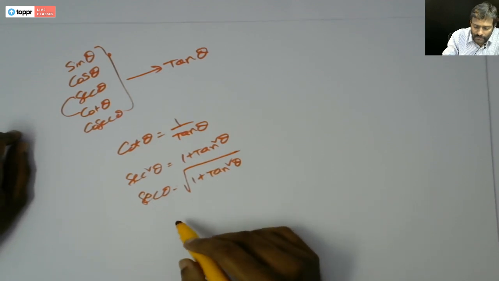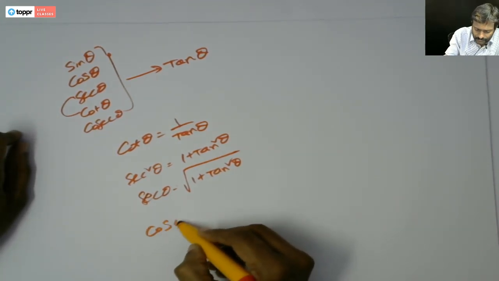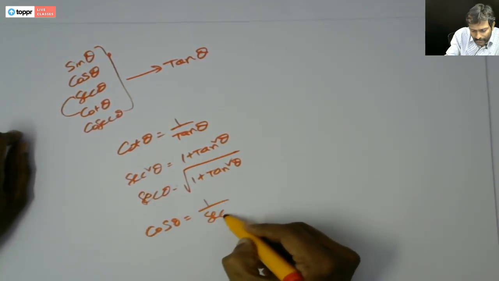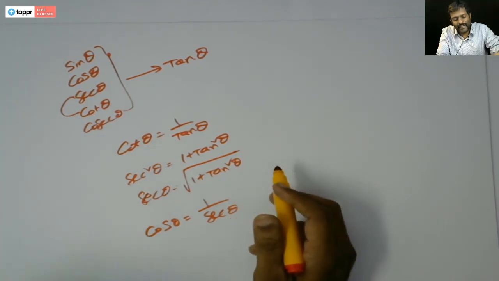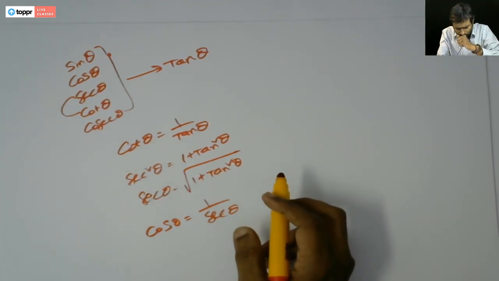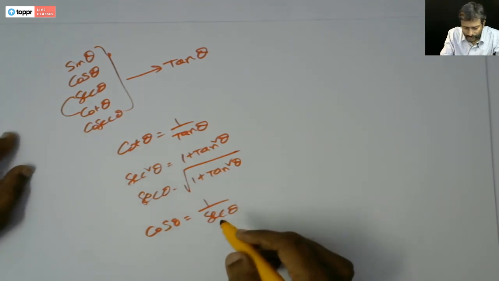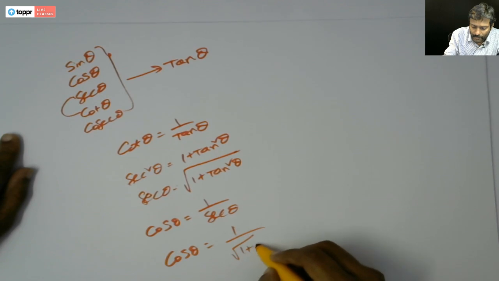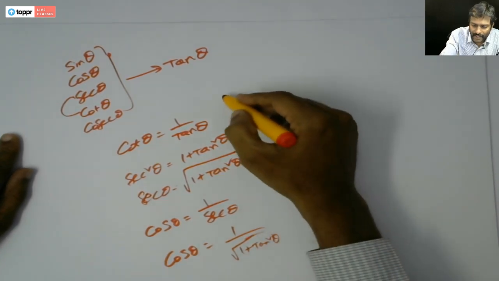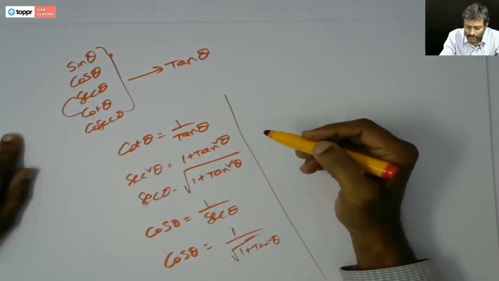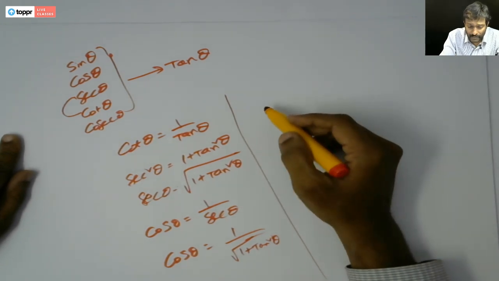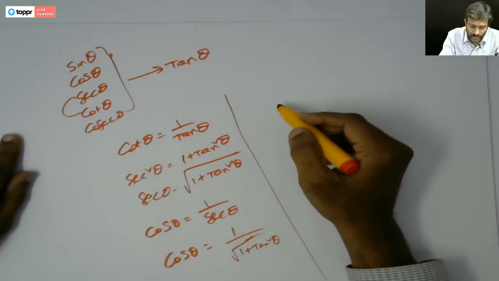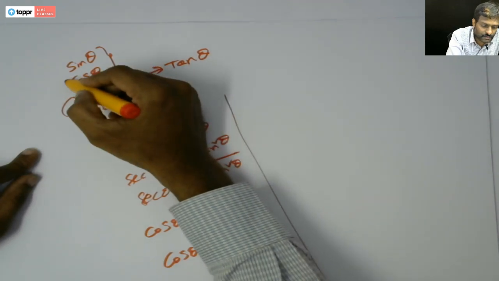Now if I want to find cos theta, this is 1 by sec theta. See, I'm going in a way that I connect everything which I get in order, right? So cos theta is 1 by root of 1 plus tan square. So I'm expressing each and every ratio in terms of tan. Next, what else are we missing? Okay, this cos is also done.